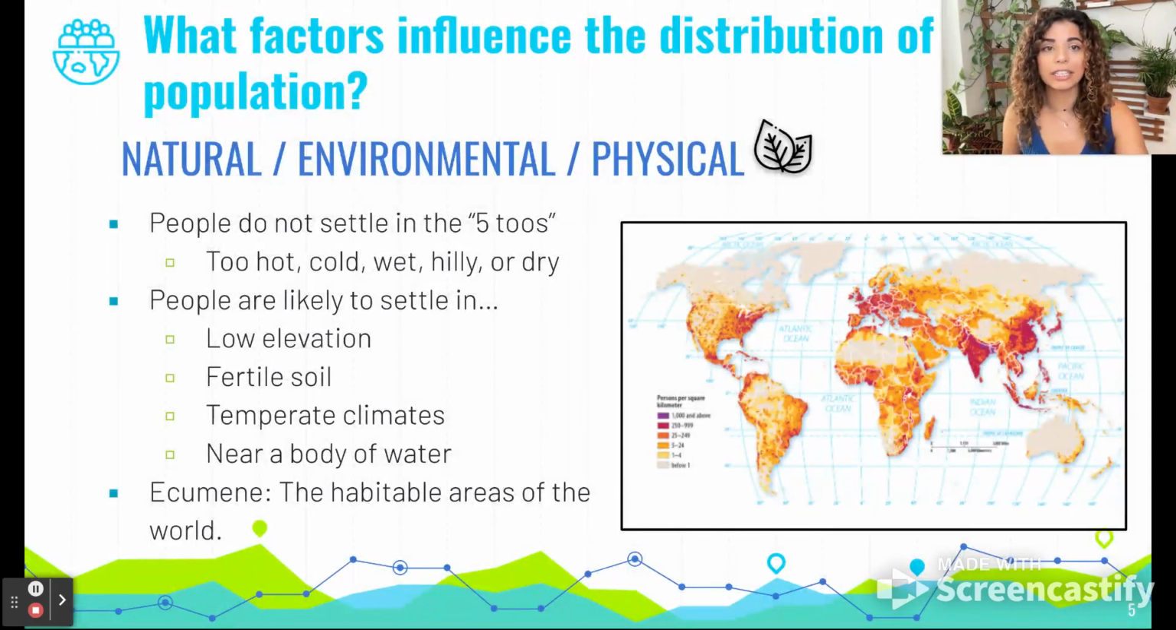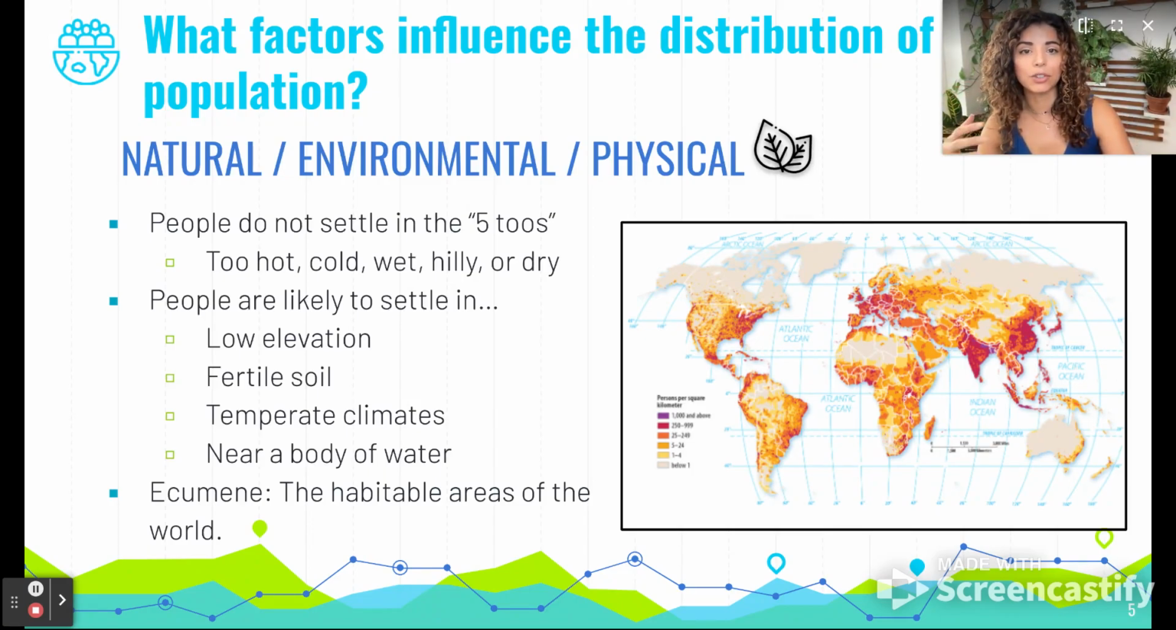So in terms of factors that influence the distribution of population, we have natural, environmental, or physical geographic factors. First, people don't typically settle in the five too's, as in places that are too hot, too cold, too wet, too hilly, or too dry. In general, we see trends where people are most likely to settle in lower elevations, especially areas that have fertile soil or arable land, typically more so in temperate climates, and very often near bodies of water.